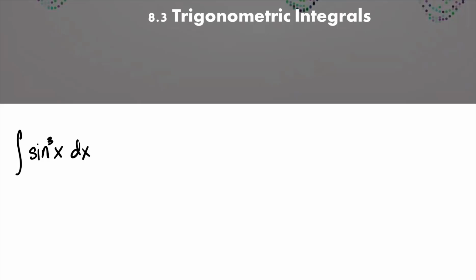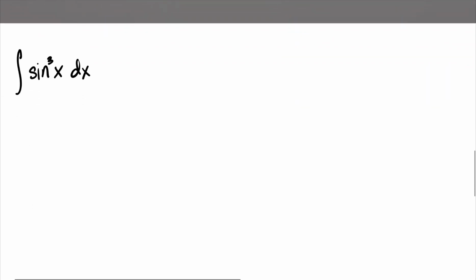So sine cubed of x dx. Now we just have to know our one fundamental formula from trigonometry. So sine squared plus cosine squared is equal to 1.